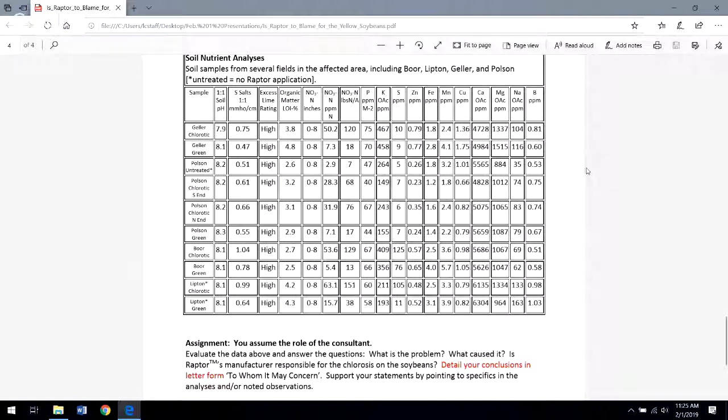And we see lime-induced chlorosis in soybeans in Nebraska. Okay, part of the problem is some soil compaction. There's no doubt about that. But there's high alkalinity in this soil.